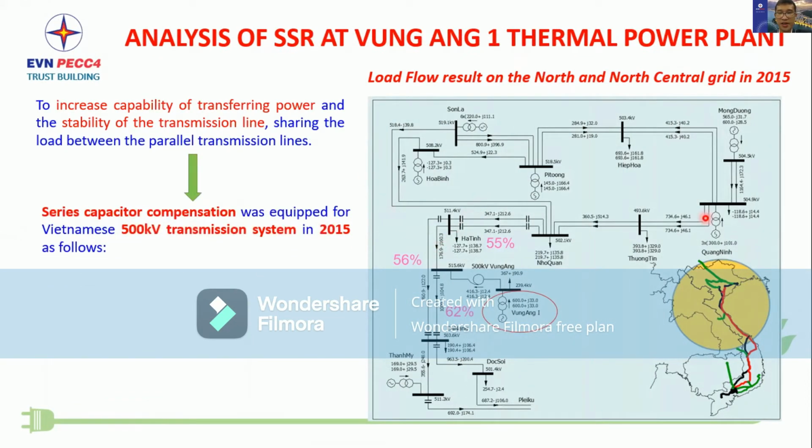And you can see here an image of the Vietnamese power system. To increase the power transfer capability and the stability of the transmission line, as well as to share the load between the parallel transmission lines, several series capacitor compensations were installed in the Vietnamese 500 kV transmission system in 2015 as follows.